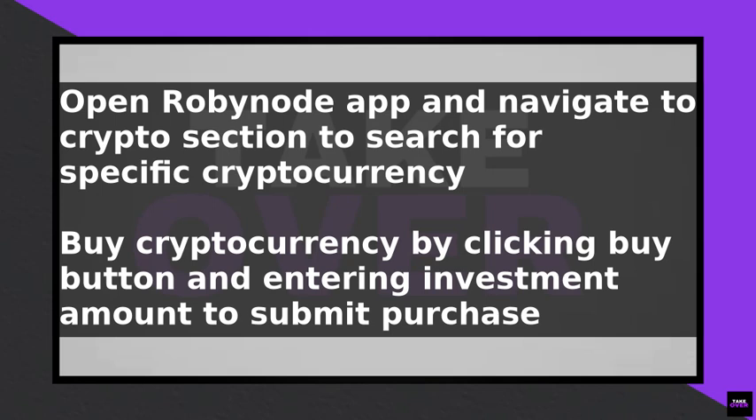After verification, you can open the Robinhood app, navigate to the crypto section, search for a specific cryptocurrency, and buy it by clicking on the buy button, entering the amount you want to invest, and submitting. This process allows you to purchase and enable cryptocurrency on your Robinhood account.